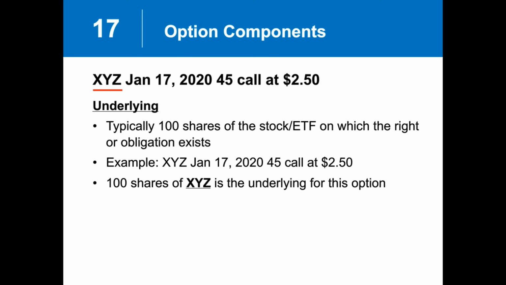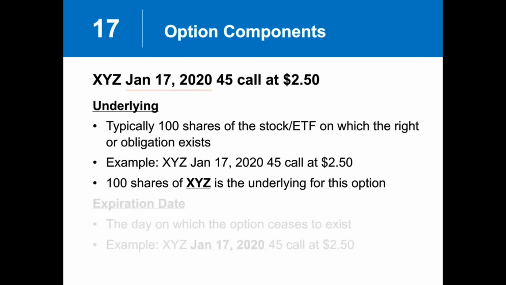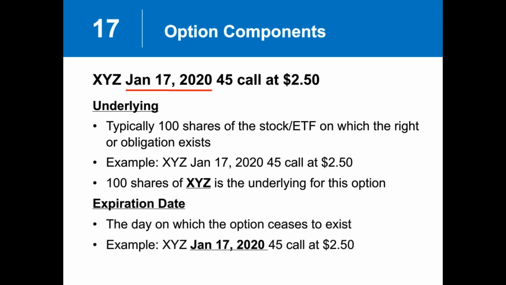Now, the expiration date, January 17, 2020. From the time the option contract is executed until Jan 17 of 2020, that option is in effect. That contract is good. That contract is live. Now, what happens during that time is, the buyer has the right to buy or sell shares within that certain period, depending on the option contract.